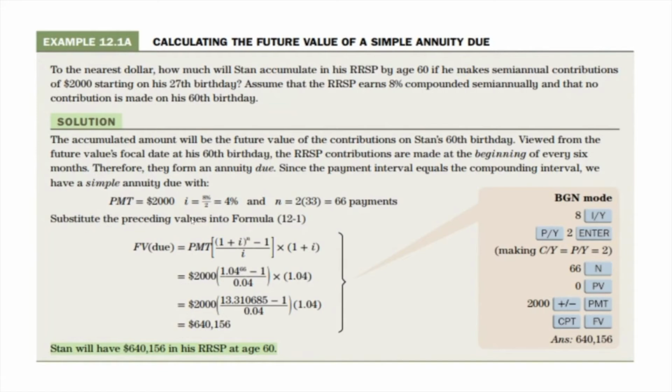We substitute all this into the formula, and here is the formula. And notice this is the tag-on that goes on an annuity due, this 1 plus i. So we basically throw the information into the formula. The payment is $2,000. The interest i is 4%. The n is 66, minus 1, over the periodic interest rate. And because it's an annuity due, it's multiplied by 1 plus i, which is 1.04. We do all the math on that, and we get $640,156. So effectively, over 33 years, earning that interest rate, it will accumulate to $640,000.